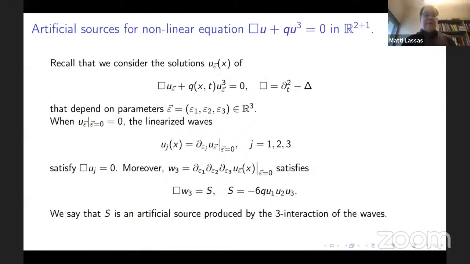Where does this come from? This comes from the idea that in this equation we don't have any physical sources. But in this equation, it appears that we have a source there. So this is not really a physical source in the sense that we don't put it. But the nonlinear term starts to act as a source. And we call this an artificial source produced by the 3 interaction of the waves. And this is what we are going to use. And let's look at what happens now when these 3 waves are plane waves.